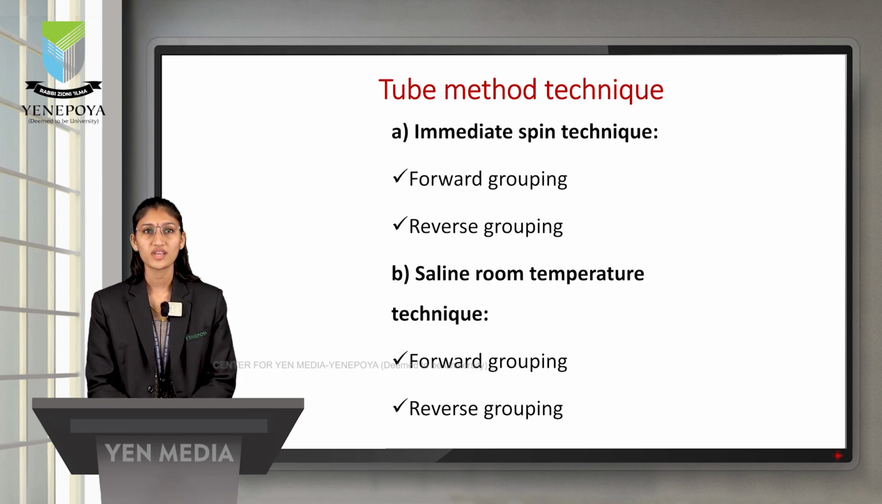In tube methods we can do two techniques: the immediate spin technique and the saline room temperature technique. Using this we can do both forward and reverse grouping.